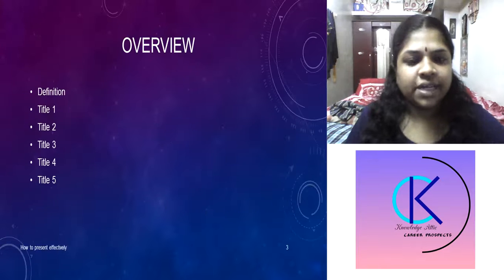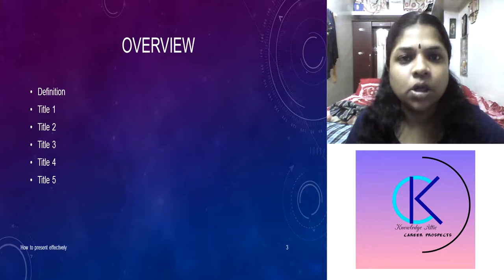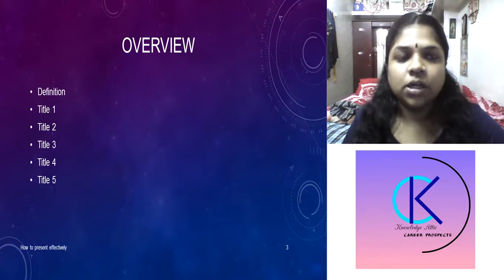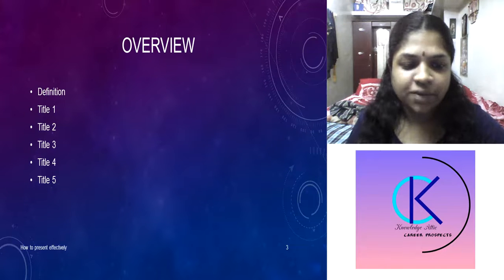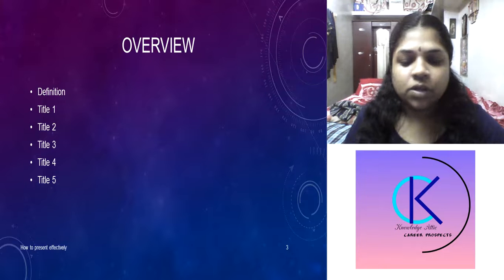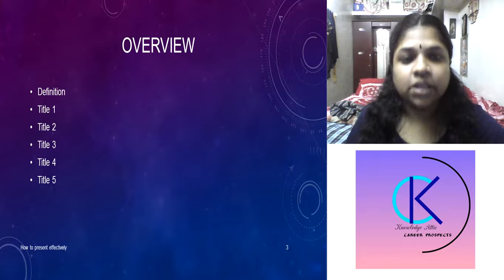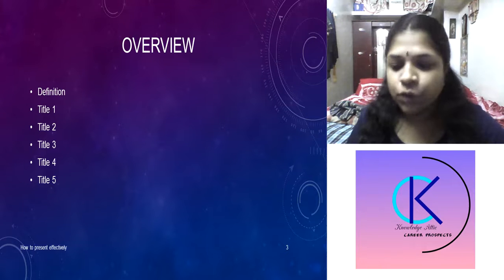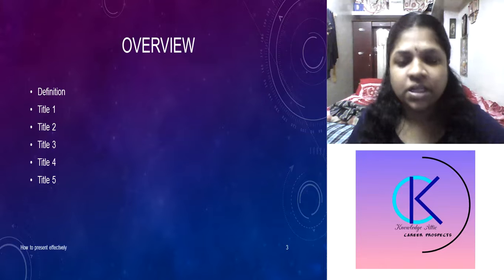After that, what you have to do? So overview will be there. Here I am having definition. Usually before presenting a topic, you will have the definition or the introduction to the particular topic. So you can have that. And title 1, title 2. I have up to 5 titles and I have listed them here. From the overview slide, what you have to take care of is the footer. In the footer, what will be there? The title of your presentation and the slide number.